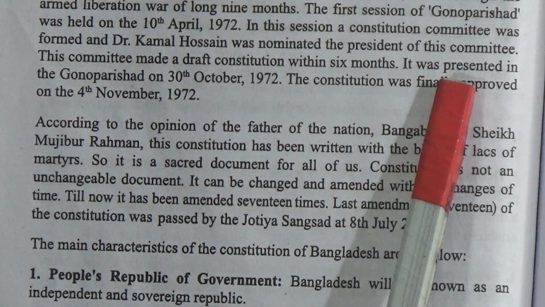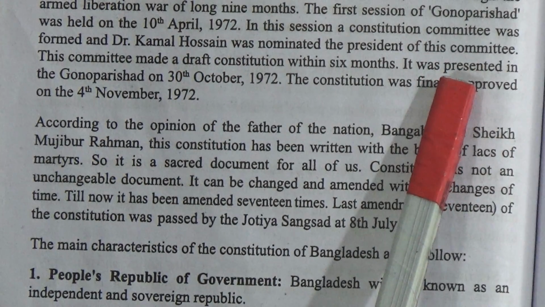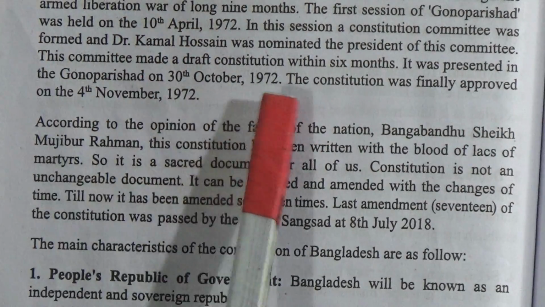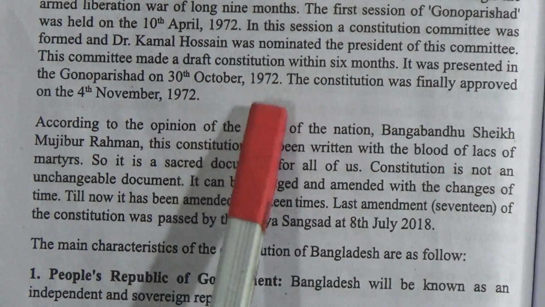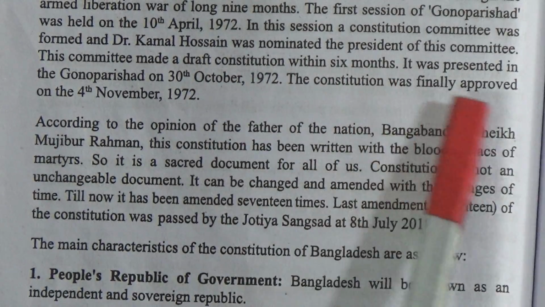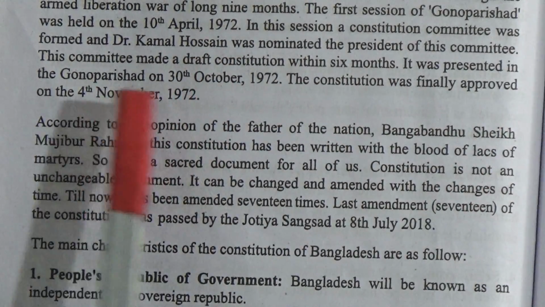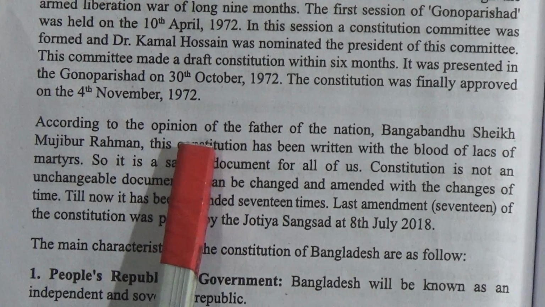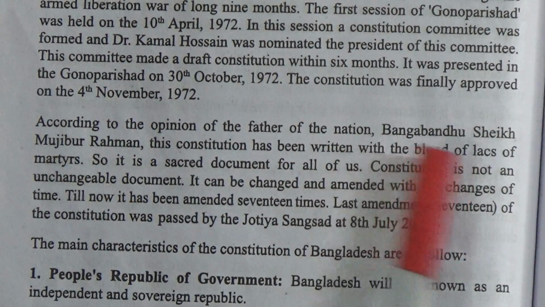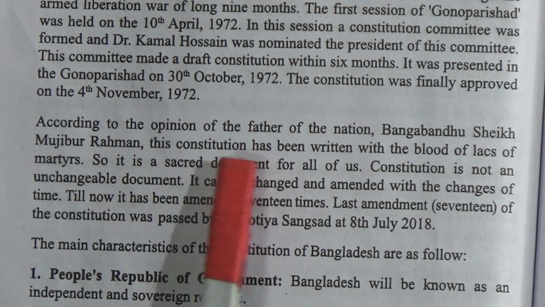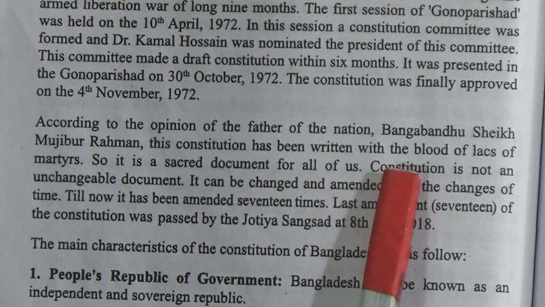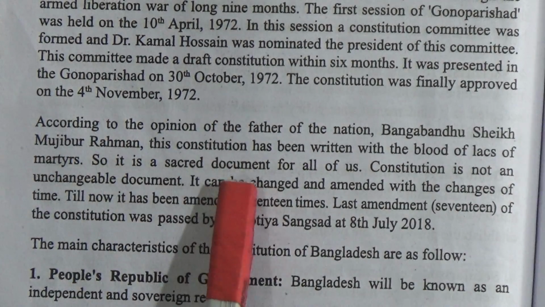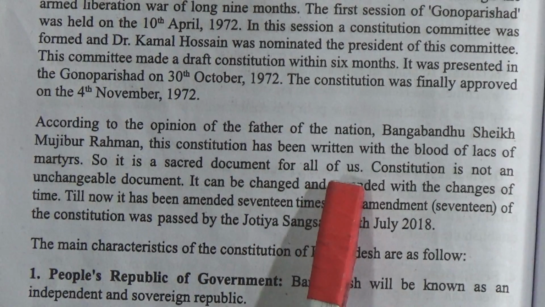So the Constitution, after the completion within 6 months, was presented in the Ganaparishad on 13th October 1972. The Constitution was finally approved on the 4th November 1972. According to the opinion of the father of the nation, Bangabandhu Sheikh Mujibur Rahman, this Constitution has been written with the blood of lakhs of martyrs. So it is a sacred document for all of us.